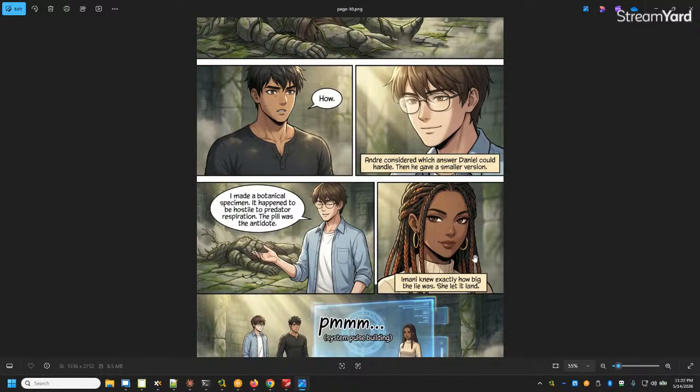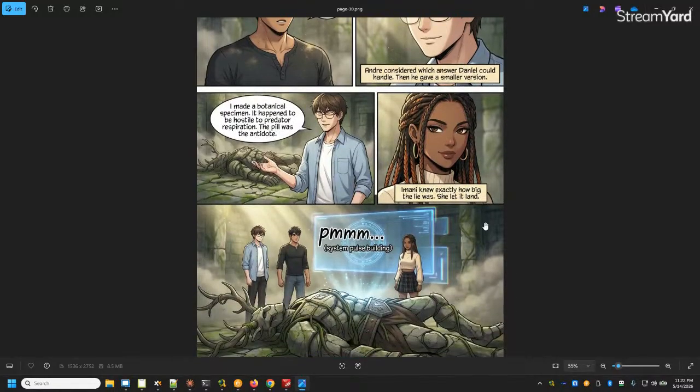So he's actually honest, but he's not honest about the potency, about how goddamn potent the poison is. Amanda knew exactly how big the lie was. She let it in. It's not a lie. It's more like a half truth.